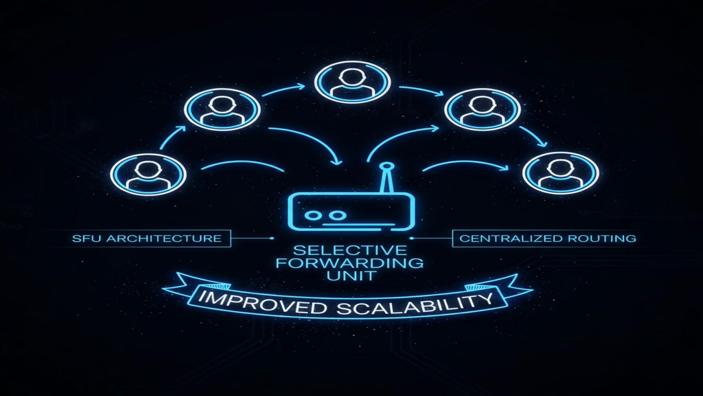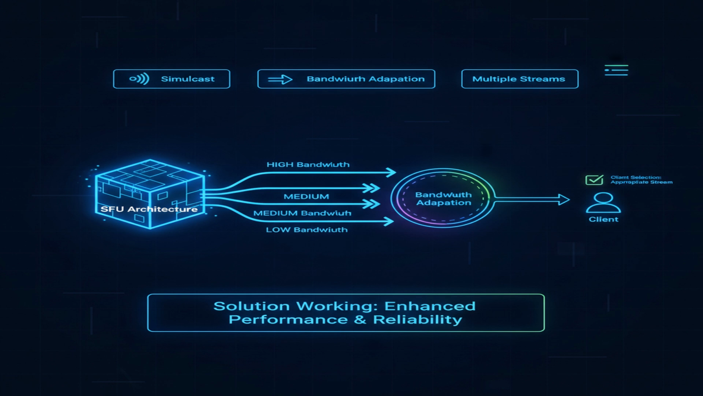Enter the Selective Forwarding Unit, SFU. Instead of each client sending video to everyone, they send it only to the SFU. The SFU then forwards the video streams to the appropriate participants. This reduces the client's workload to a single encode, dramatically improving scalability.